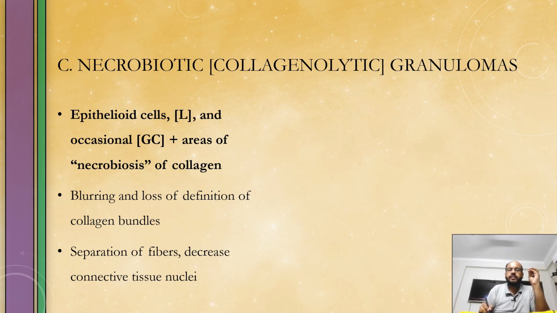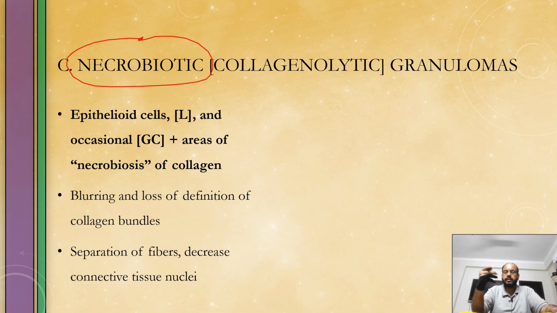The third reaction pattern is necrobiotic or collagenolytic granulomas. Now, one thing we have to understand is that necrobiotic is an older term. It's a very wrong term to use because necrosis means death, and biotic means something living. But here, the structure which is undergoing degradation is collagen, and collagen is not a living substance. It's an inert non-living substance. So something which is not alive cannot undergo necrosis. So it is lysis, it is destruction of collagen.